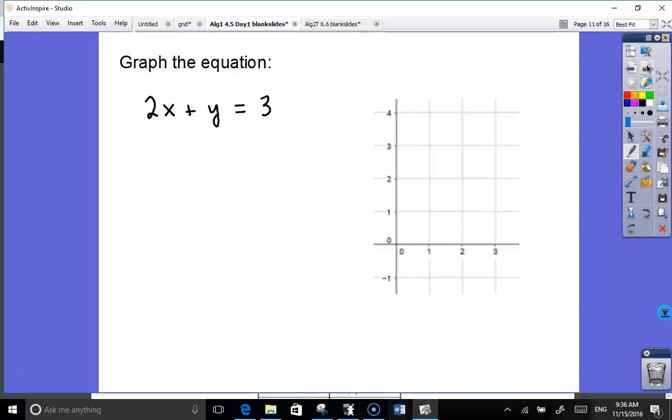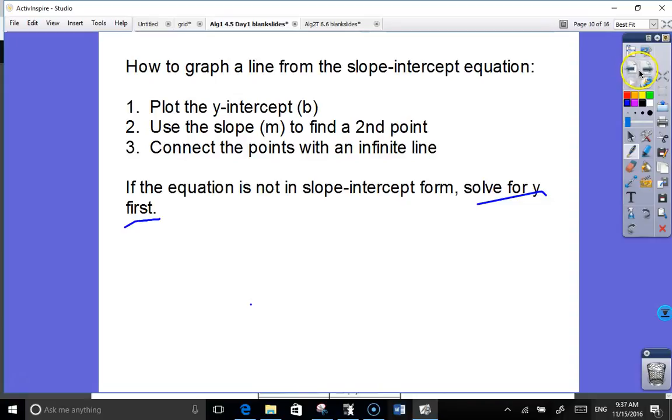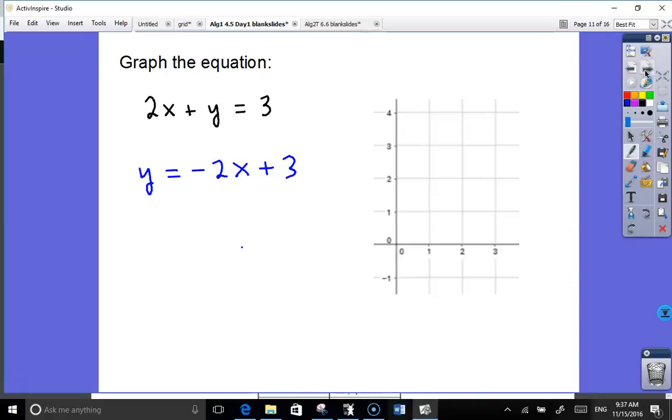Okay, if that x is positive on the left, then it's going to be negative on the right. Negative 2x plus 3. Okay, so what is the first step, as I just said? Remember, first step. Plot the b, right? So where am I going to put that plus 3? Does it go here? No. That would make it the x-intercept. It's the y-intercept, so that goes here.